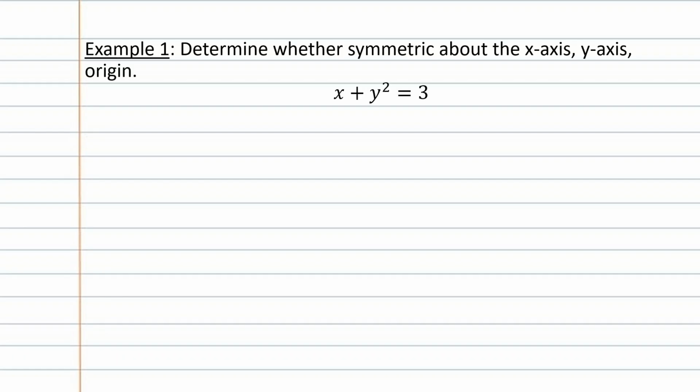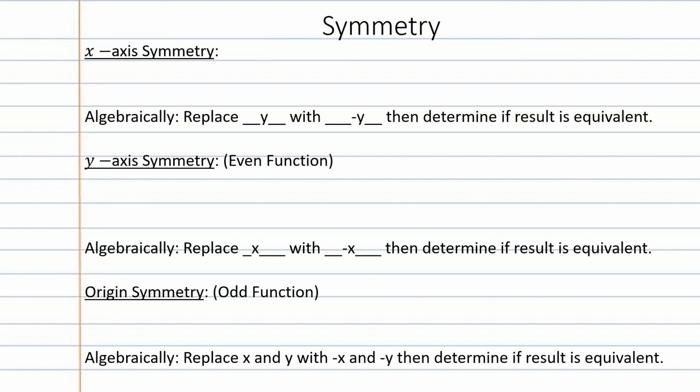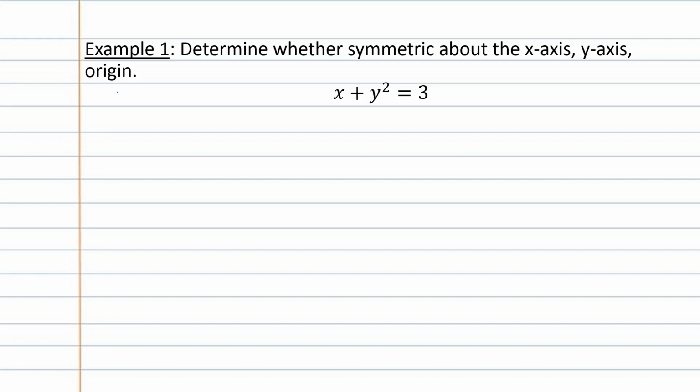Okay. So, example 1, it says determine whether it is symmetric about the x-axis, the y-axis, or the origin. Now, we'll start with the x-axis. For the x-axis, we are replacing y with negative y. Okay, so let's do that. If I replace y with negative y, so we're determining if it's symmetric with respect to the x-axis, I go x plus negative y squared equals 3.